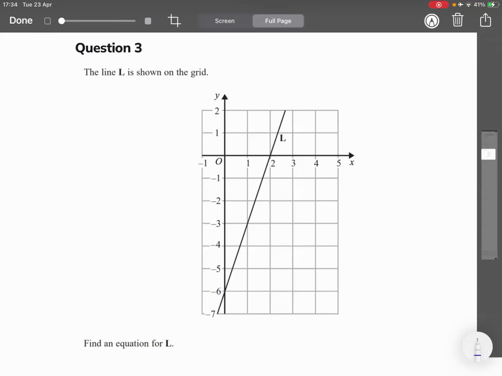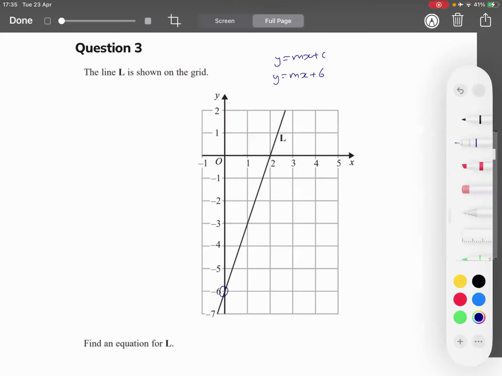So we know that the line is a y equals mx plus c line. And we know the gradient, the y-intercept is 6. So I could write y equals mx plus 6. That'll get me 1 mark, and another mark is for working out the gradient. Oh no, that's the x-intercept. The y-intercept is minus 6. Whoops, I also made a mistake. I wrote plus 6. I was meant to write minus 6.